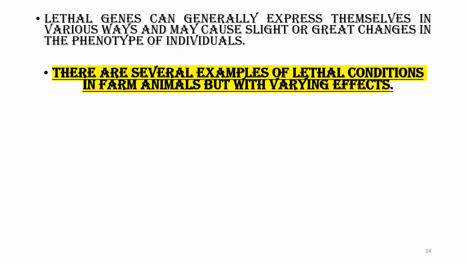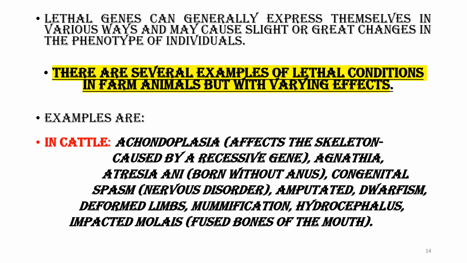Lethal genes can generally express themselves in various ways, and they may cause slight or great changes in the phenotype of animals. And there are several examples of lethal conditions in farm animals, each with its own varying effects. So in cattle, for example, you have a condition known as achondroplasia, which affects the skeleton. It's caused by a recessive gene.